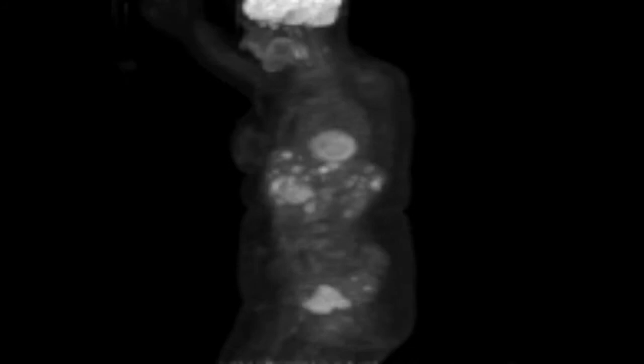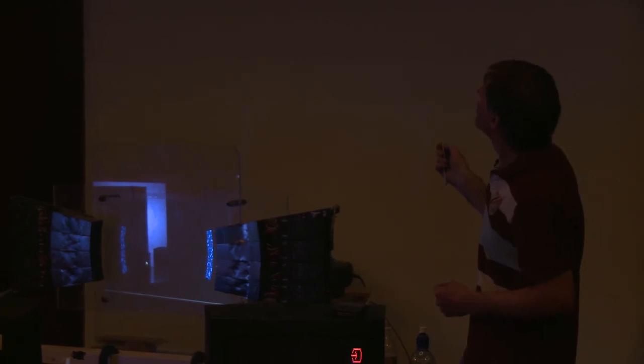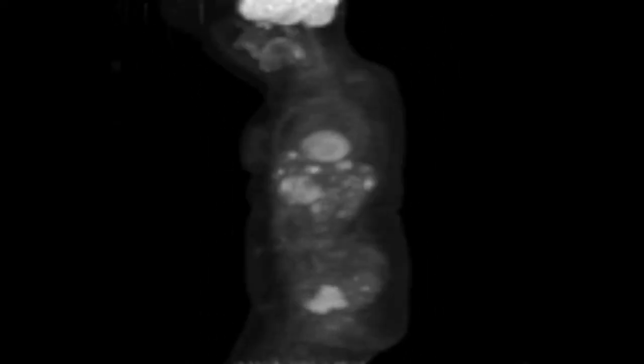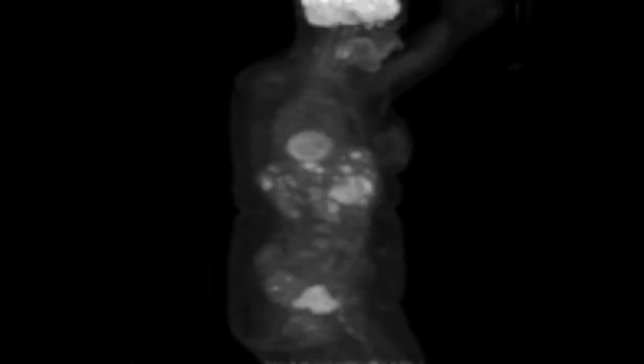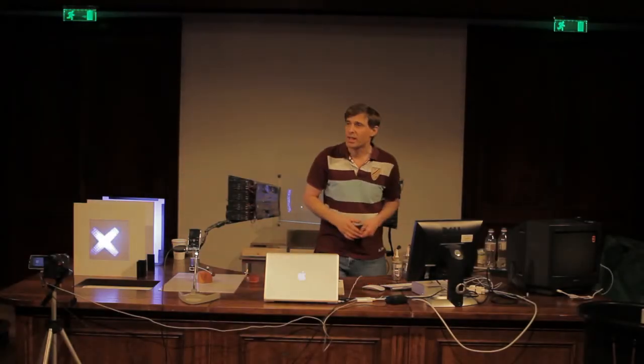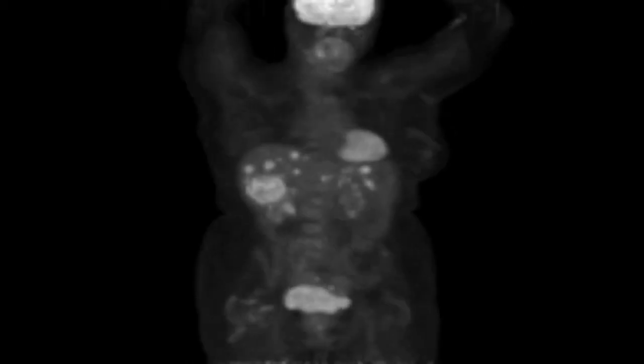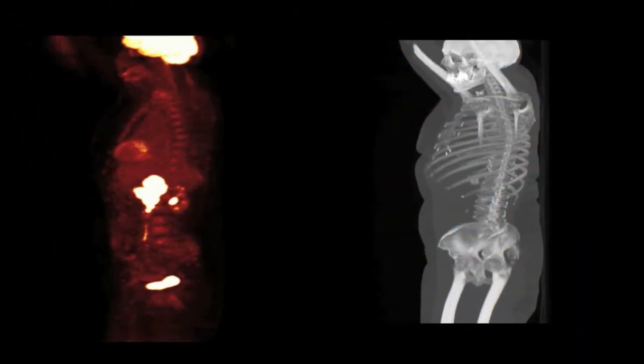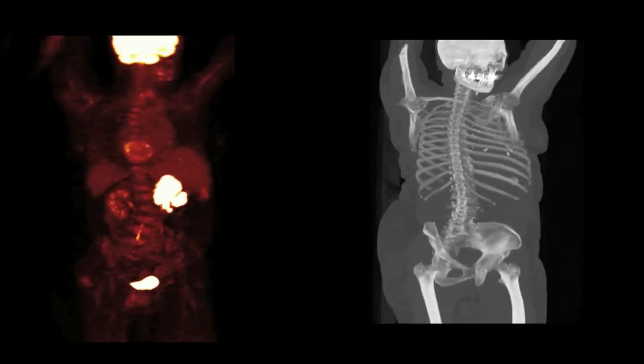And then all these other little bits, they really shouldn't be there because the body really shouldn't be using that much sugar. And this is another way, an exquisitely sensitive way of picking up cancer. And in this case, it's a fairly severe liver cancer. And we can pinpoint exactly where those cancers are by taking CT images at the same time and superimposing them, and therefore we can see exactly where those cancers are.